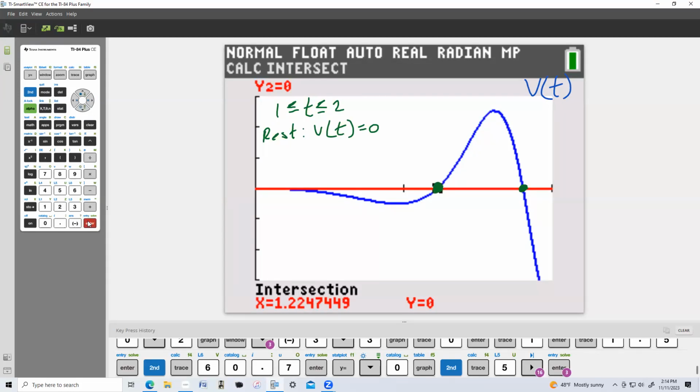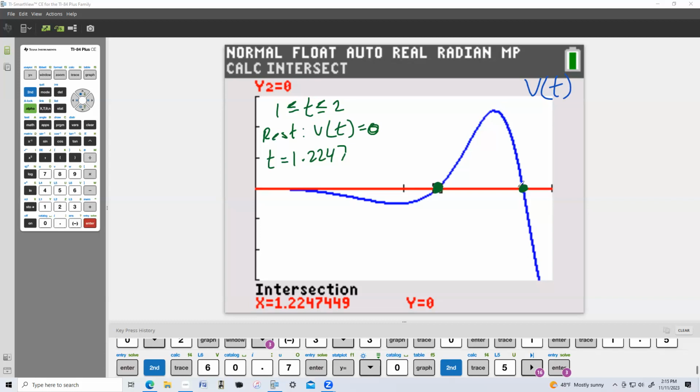Okay, the intersection where the velocity is 0 is at time 1.2247. I'm going to jot that down, document our work. The velocity is 0 when the time is 1.2247. Again, we weren't given units, so I don't know if it's minutes, seconds, hours, or what have you. But there's another point in time in which this happens. It also happens down yonder right here.